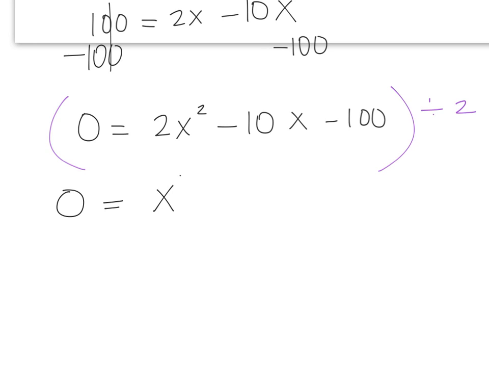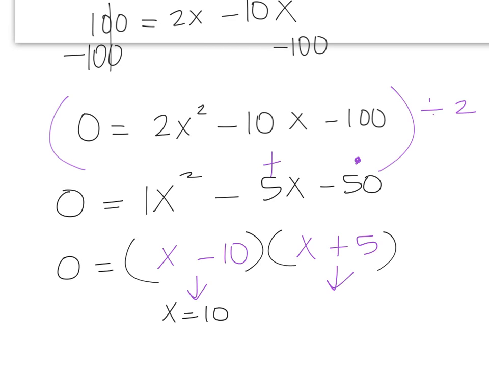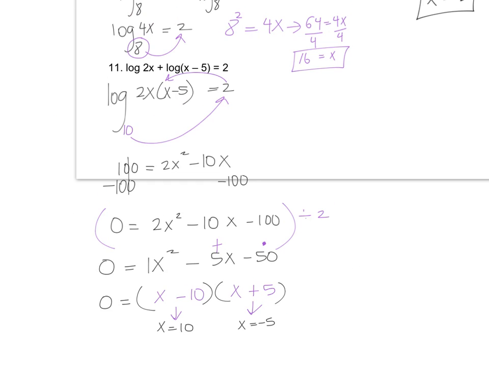So I get x squared minus 5x minus 50. Since a is 1, this is a mental math problem. What are the two numbers that multiply to give you negative 50 and add to give you negative 5? Negative 10 and 5. So x minus 10 and x plus 5. This gives me two solutions. You set each factor equal to 0, and you find the first solution to be 10 and the second solution to be negative 5. Now remember, you always have to go back and check if they make sense or not.